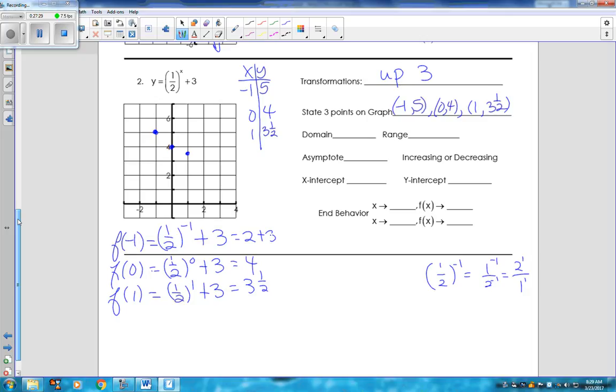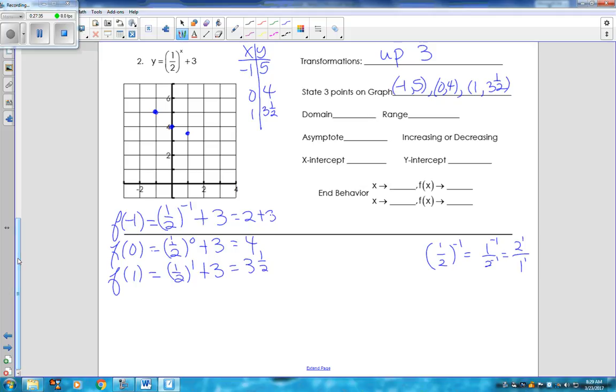Now, if you're not sure what the graph's doing, you can always get more points. Let me just show you this. You don't have to get more points, but until you get the feel of what the graph does. If I put in another number, f of 2, I'm going to have 1/2 to the second power plus 3. What's that going to be? 3 1/4. 1/2 to the second power is 1/4 plus 3. If I put in a 3, I'm going to have 1/8, 3 1/8. You see what's happening here?